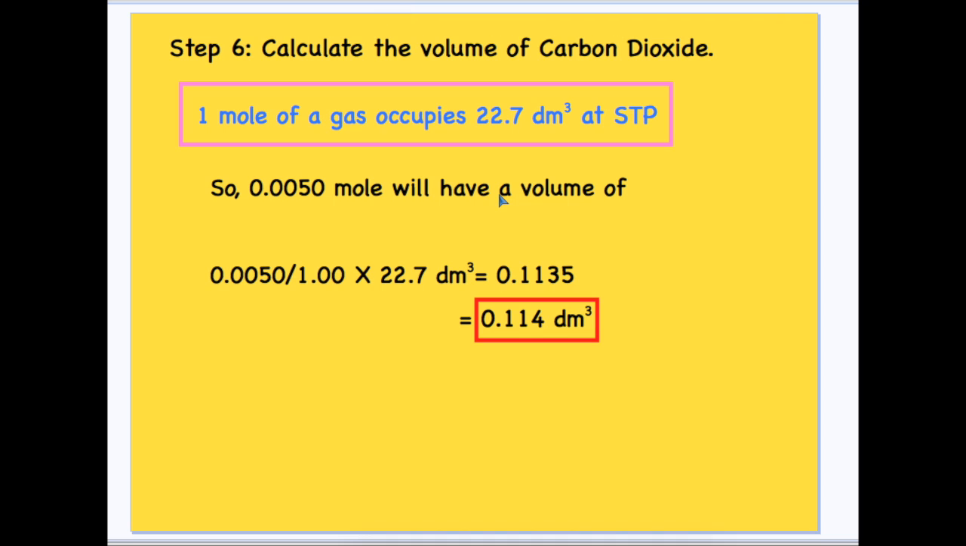unreacted. In keeping with this, we determined that only 0.0050 moles of carbon dioxide would be produced, from the fact that 1 mole of a gas occupies 22.7 cubic decimeters at standard temperature and pressure. Then we can determine that the volume of carbon dioxide produced is 0.114 cubic decimeters, the answer to 3 significant figures in keeping with the data provided in the question.